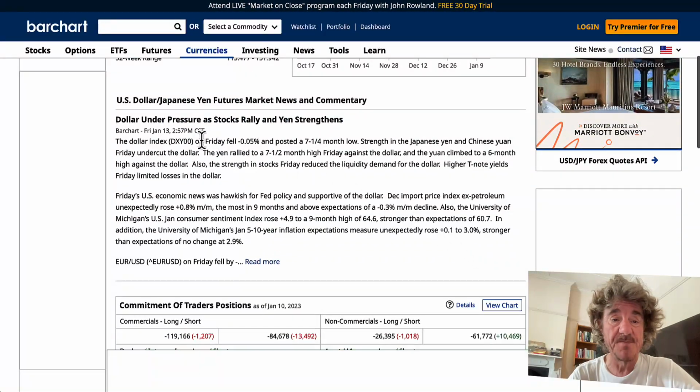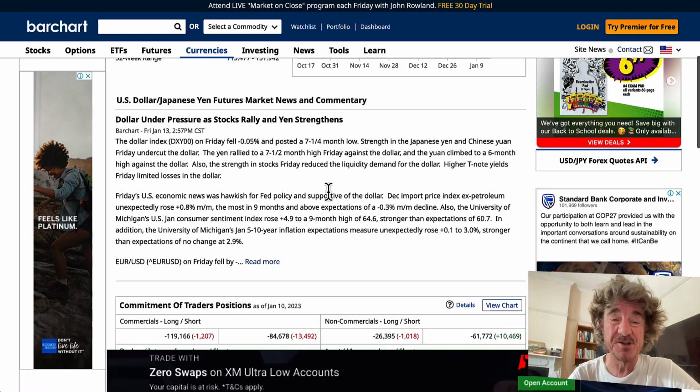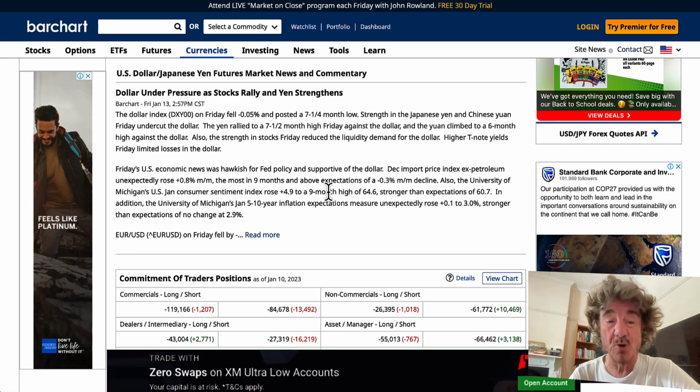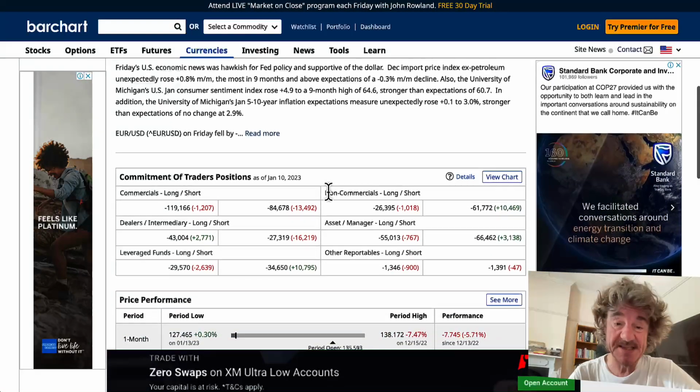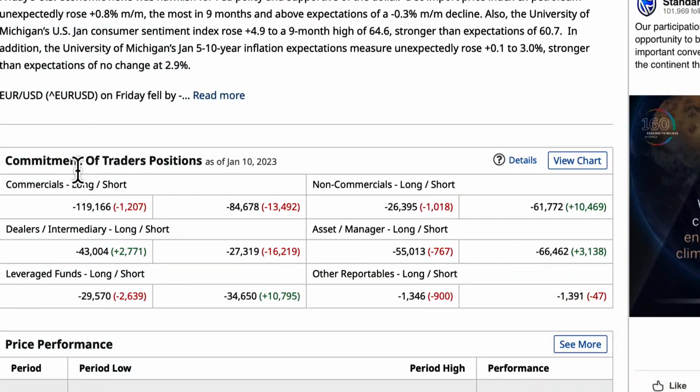There's a little bit of blurb, dollar under pressure, etc. Yen strengthens. You're going to see that most of this news that you see on commentaries is too old, too outdated, too retrospective. Basically, they tell you what's happened, not what is going to happen. Where you can see what might happen is by looking at the commitment of traders report, the COT report, which comes from the CFTC, and you can see on this, going back to dollar yen, not dollar index, dollar yen commitment of traders.